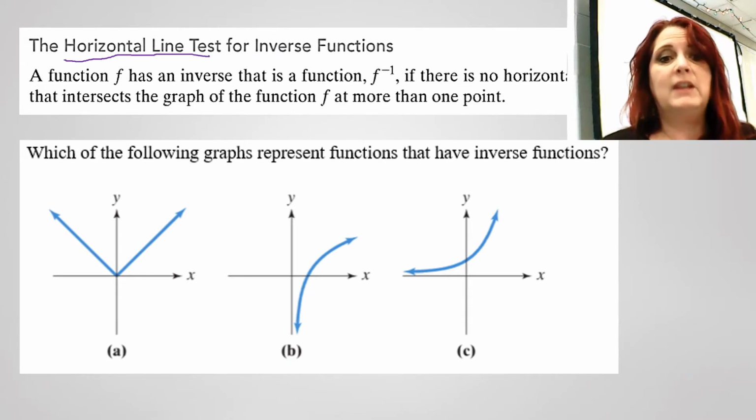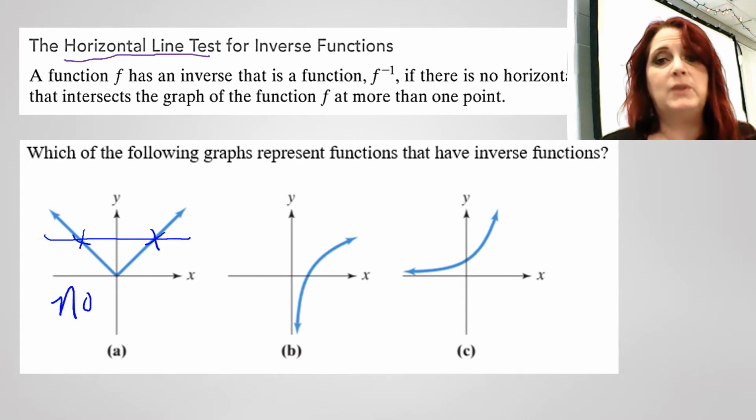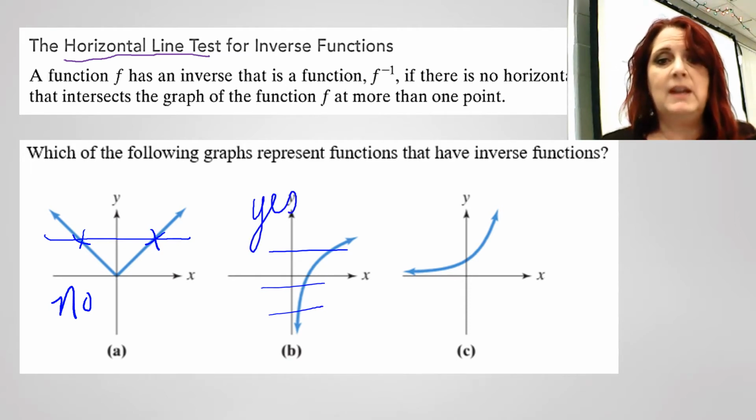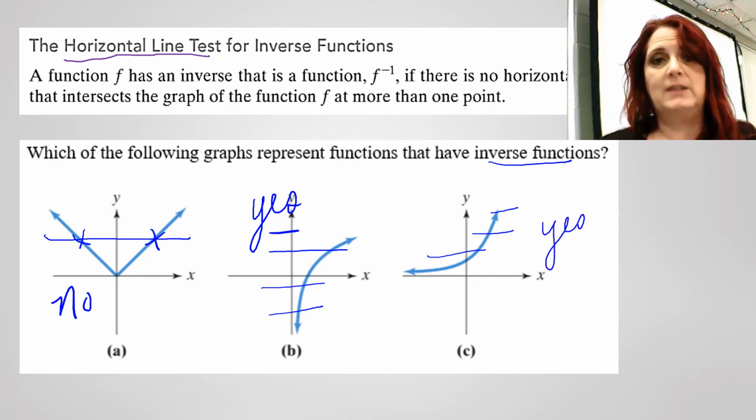So let's take a look at these. I'm just going to use a horizontal line test. There's a horizontal line, there's 1, and there's 2. So this one is no, its inverse is not a function. On this one, I can do it any number of times, and it only crosses once. So this one is yes. This function has an inverse function. And then this final one, I can do that also several times, and it will only cross once. So this one is also yes. This function's inverse is a function.